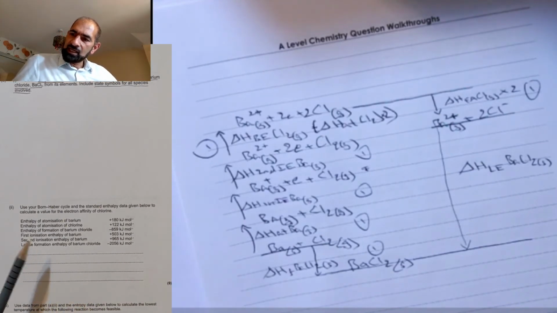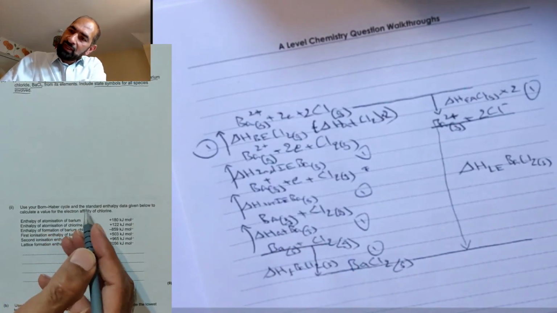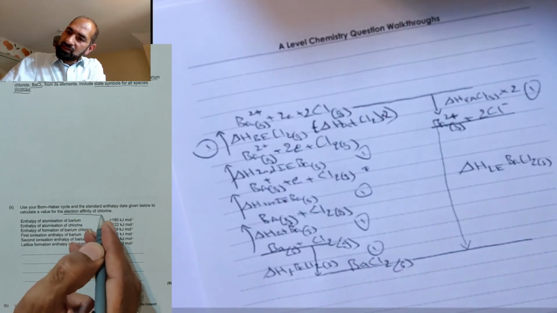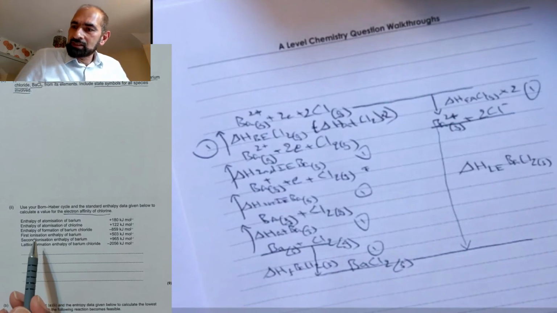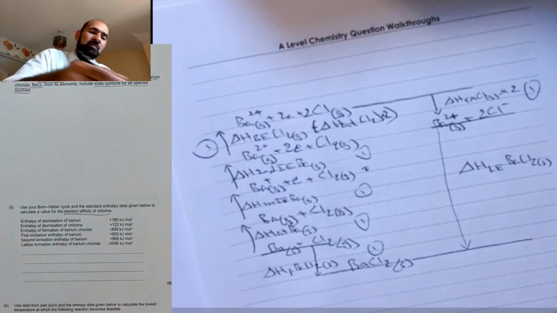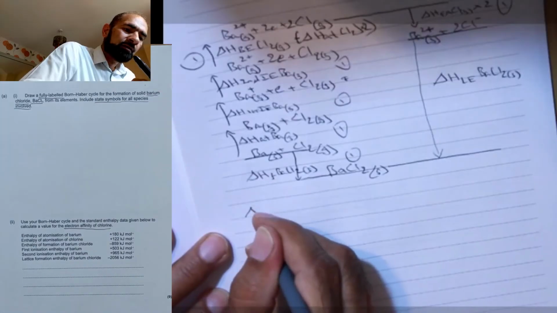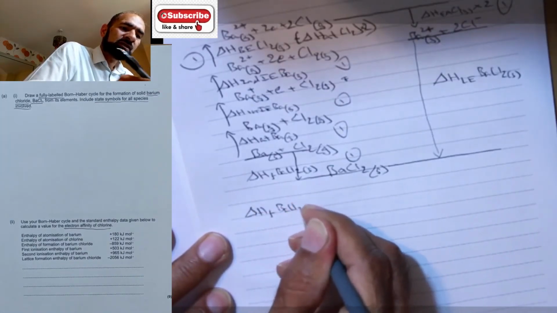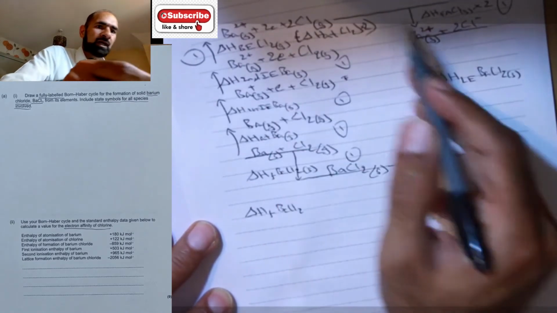Okay, so it says use the Born-Haber cycle, what we've drawn, and the standard enthalpy data given below to calculate the value for the electron affinity of chlorine. So what you need to do is put a formula in. Remember, as I said before, this is how I do it: enthalpy of formation of barium chloride. This is just a formula. The formula is that this equals all of that added together.